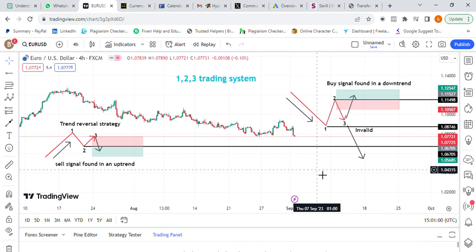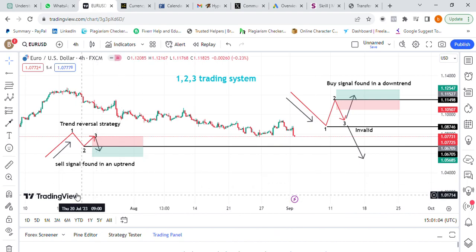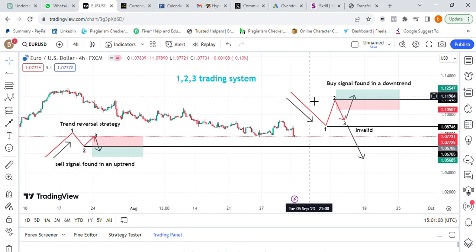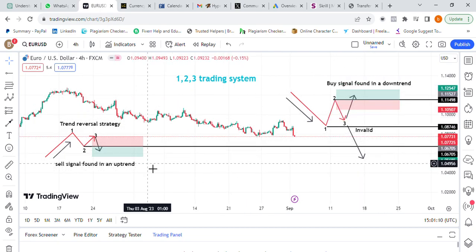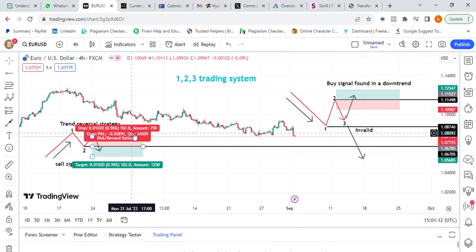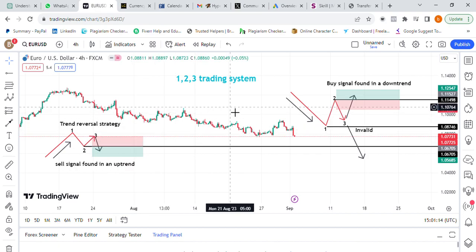Goes up, buy, look for a sell. When the market is a bullish market, you look for a sell signal. When the market is a bearish market, look for a buy signal. That's a trend reversal strategy. So that's the strategy. Let's go to the charts and see if we can find anything.